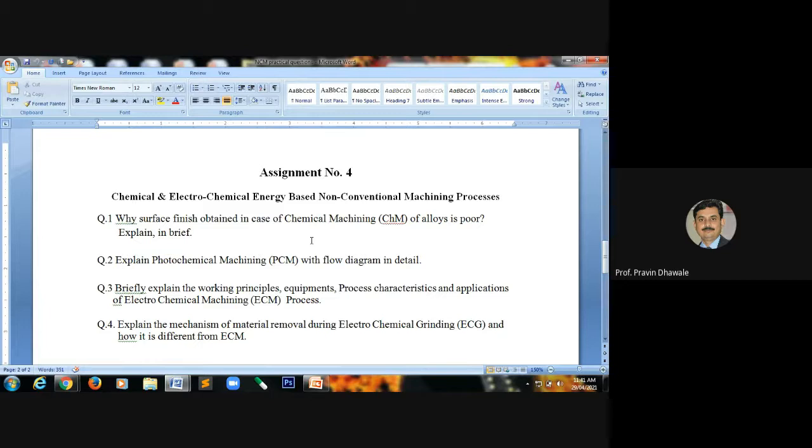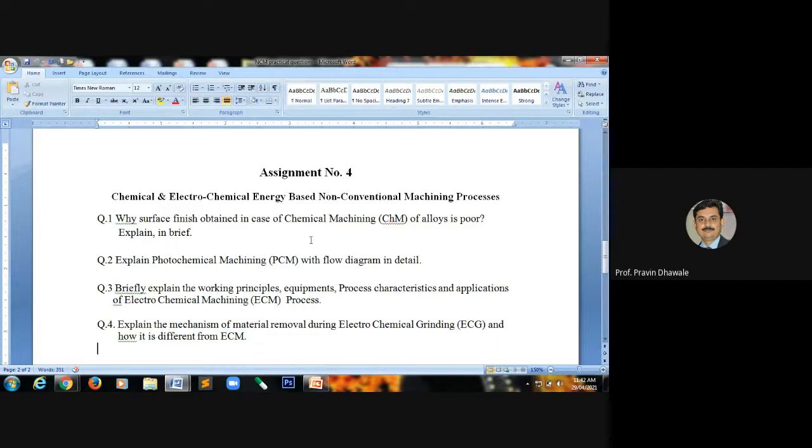Second question: explain photochemical machining with the block diagram or flow diagram. Third one, briefly explain the working principle, equipment, process, capability or characteristics, and application of ECM, that's the electrochemical machining.